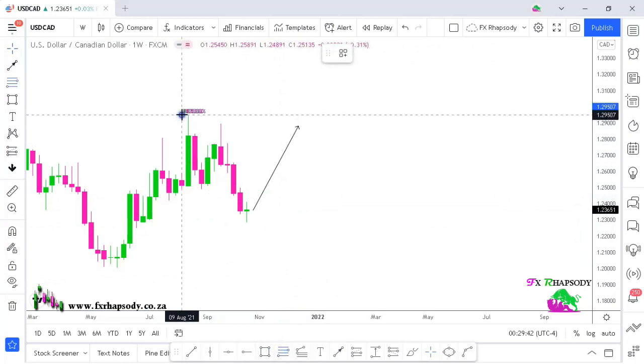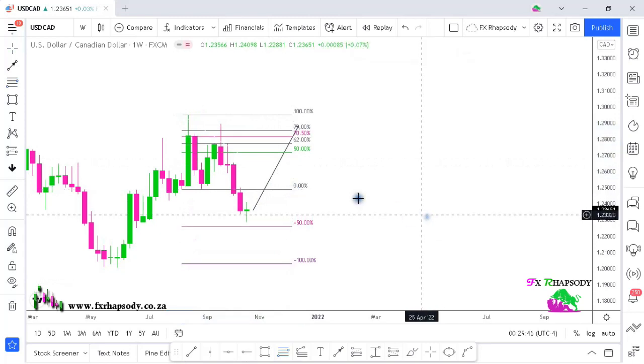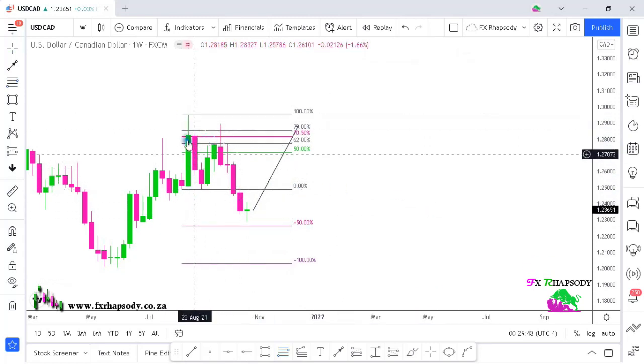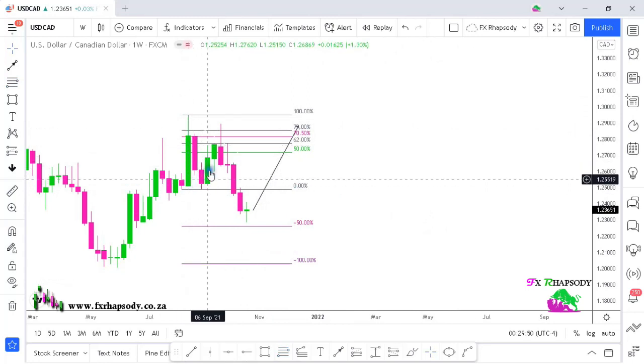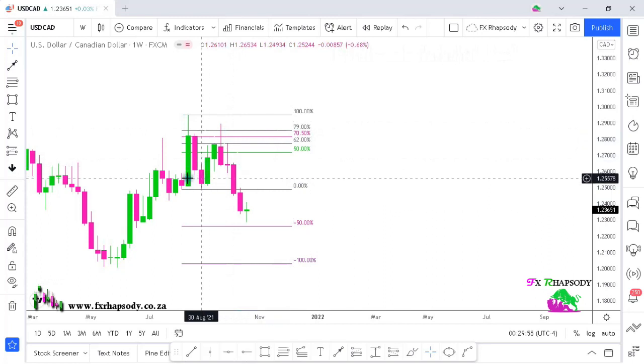Let's draw that. Just wanted to show you something here. So you get that swing at the top, and you get that swing low. Price came up, let me just take this out. So price came and retested this area.